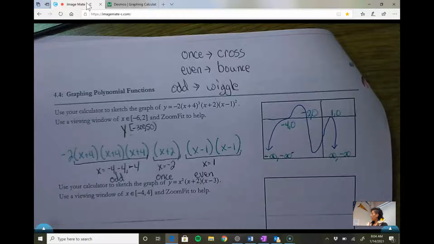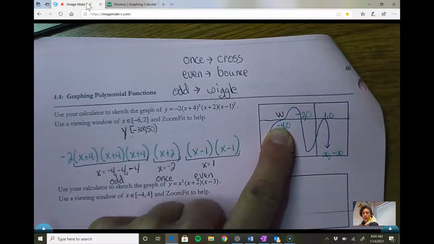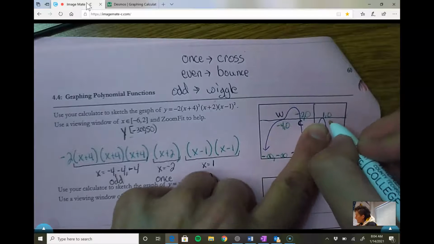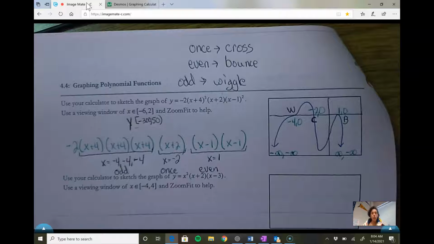And again, what I want you to point out is that this is a wiggle through the x-axis, this is crossing through the x-axis, and this is bouncing off the x-axis. And I know if it's going to bounce, wiggle, or cross based on how many times the answer shows up. So let's talk about this overall shape before we go on to the next one.